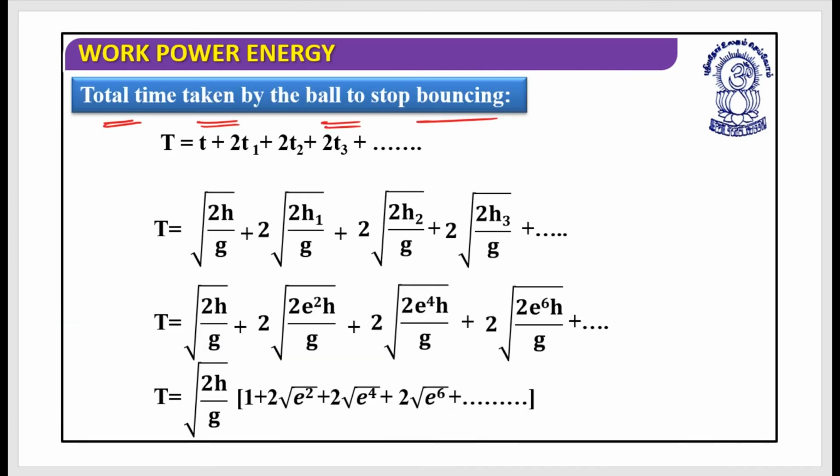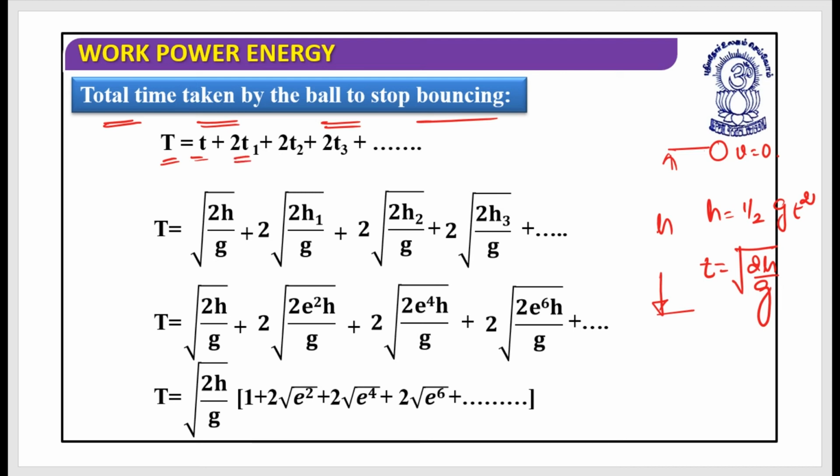So I understood that when an object has been dropped by a height h from rest, that means initial velocity is 0, then I can have the relation h equals half g t square. And when I have h equals half g t square, t should be equal to root of 2h by g. So the total time t equals the initial time t plus 2t1 plus 2t2, that is the time required after the first bounce, after the second bounce, after the third bounce and onwards.